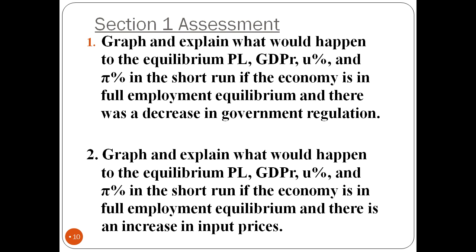And for number 2, we're going to graph and explain what would happen to the equilibrium price level, real GDP, unemployment, and inflation rate in the short run if the economy is in full employment equilibrium, so full employment output, and there is an increase in input prices. So start off with an AD-AS graph in equilibrium, shift short-run aggregate supply the right way, and tell me what happened to price level, real GDP, unemployment, and inflation. Very similar to the examples that I gave you.